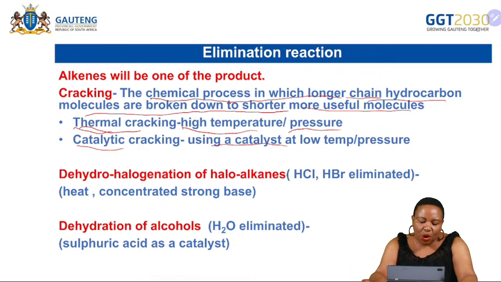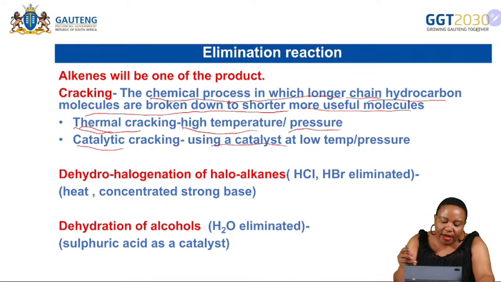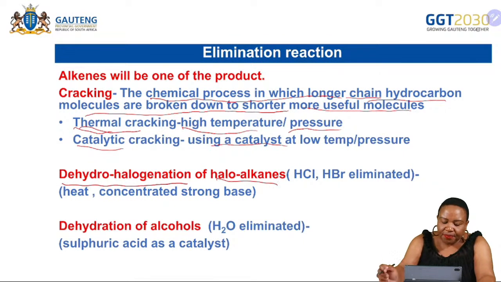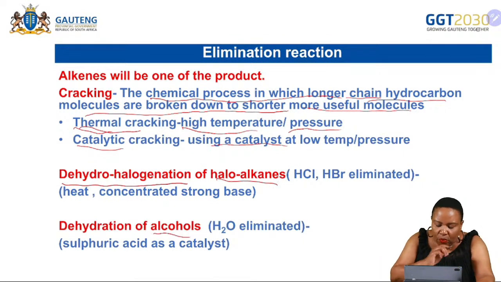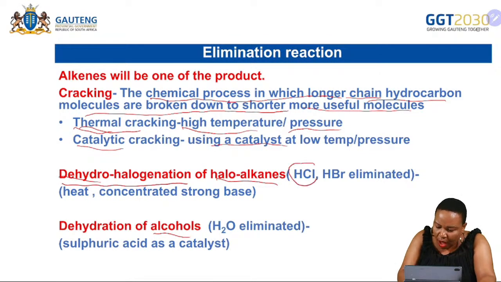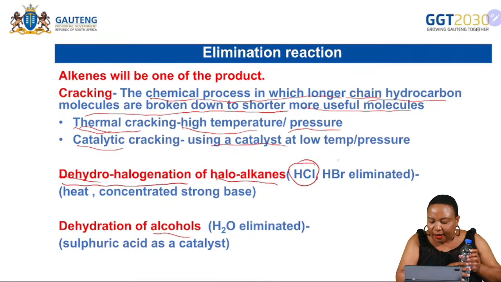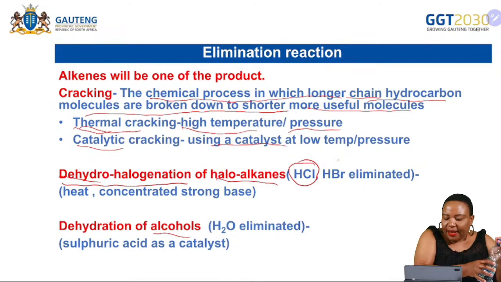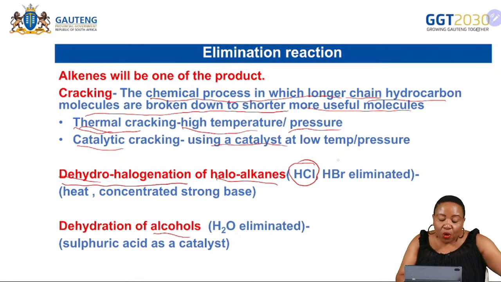Now, the eliminations that we are going to look at are cracking, which is the first one that I just explained, and the second one is dehydrohalogenation of haloalkanes, and dehydration of alcohols. Now, what do I eliminate in terms of dehydrohalogenation? I will eliminate HCl and HBr. Now, when is cracking going to be possible? When is dehydrohalogenation going to be possible?